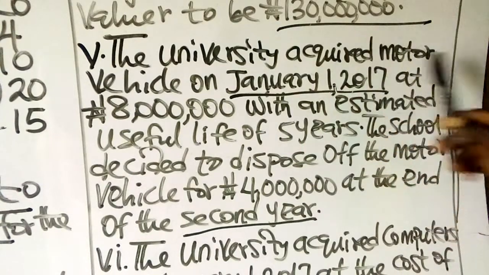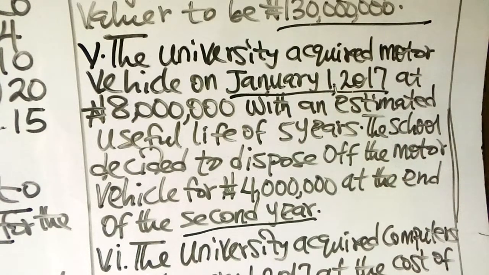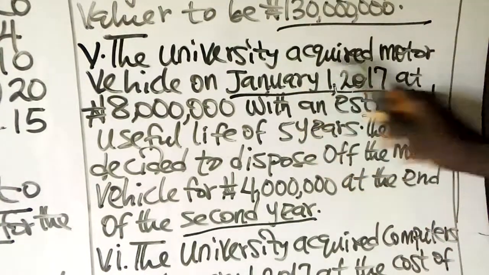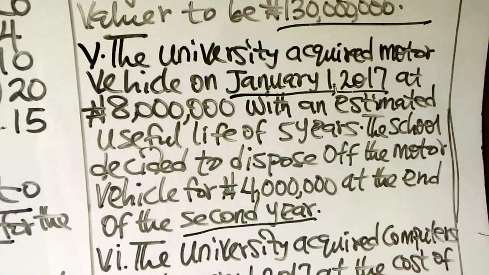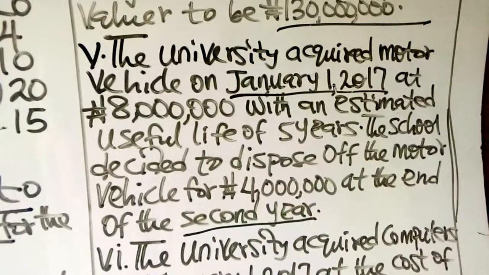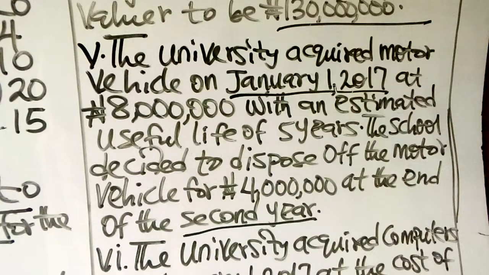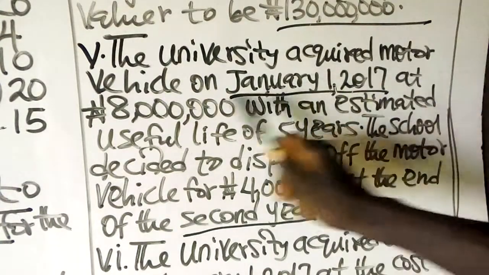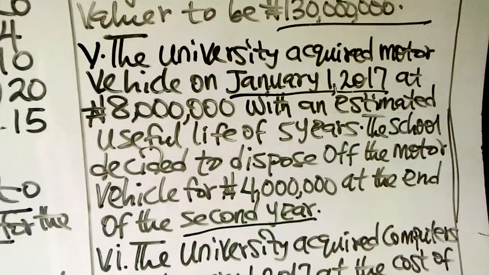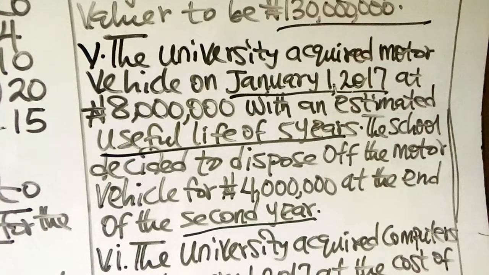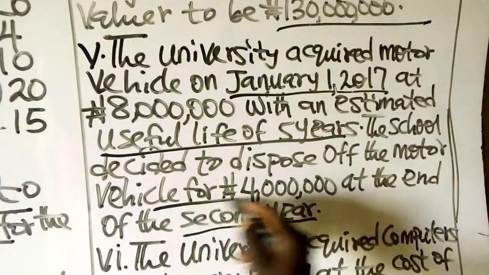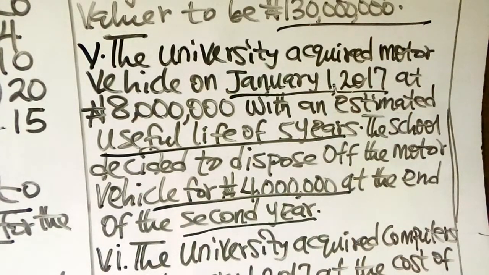Now, when the motor vehicle is disposed, the assets will reduce. That means you are going to remove it from the motor vehicle. You de-recognize the motor vehicle. The cost of 8 million will be removed. You credit the motor vehicle account, that is your asset account, since it is reducing, and you debit motor vehicle disposal account with the cost of the asset. Remember, the useful life of this asset is also 5 years. Those depreciations that have been charged for the 2 years too have to be recognized. And the proceeds of 4 million have to be recognized as well. Take note of those 3 items.